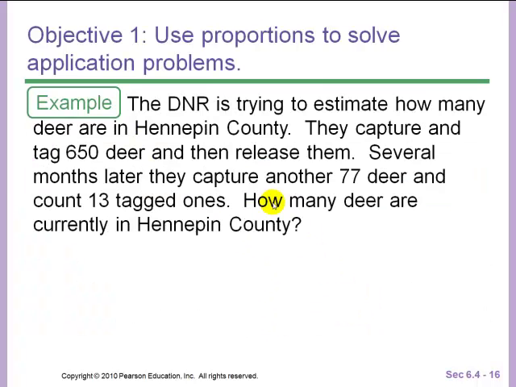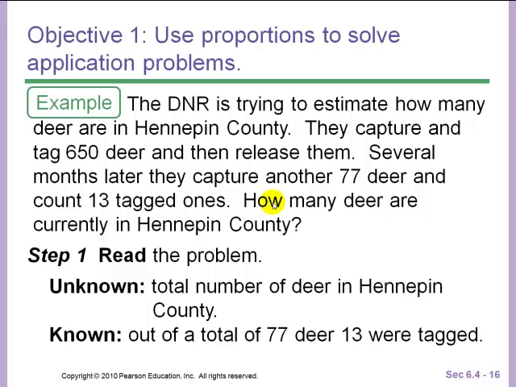Last example. The DNR is trying to estimate how many deer are in Hennepin County. They capture and tag 650 deer and then release them. Several months later, they capture another 77 deer and count 13 tagged ones. How many deer are currently in Hennepin County?